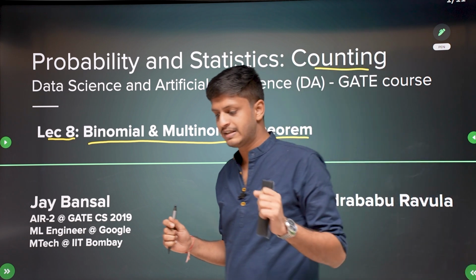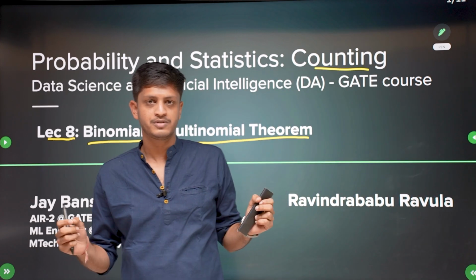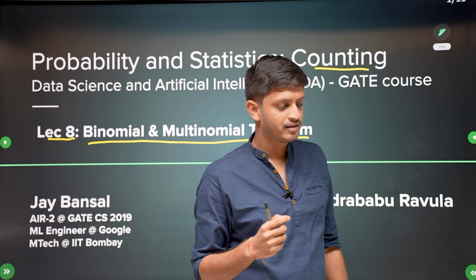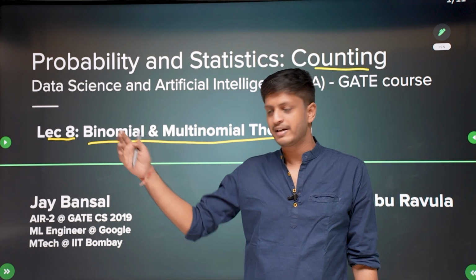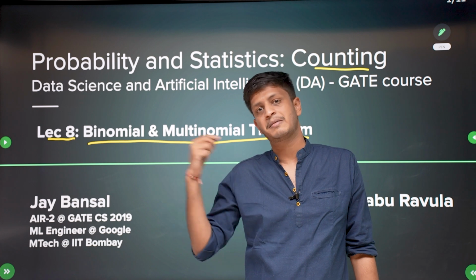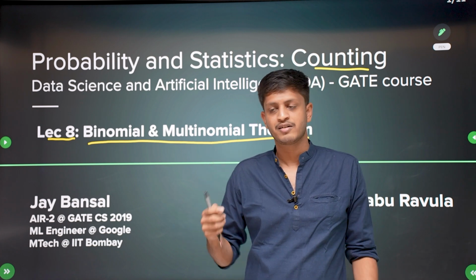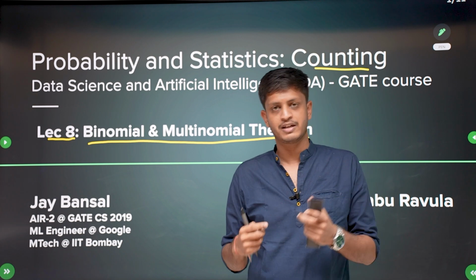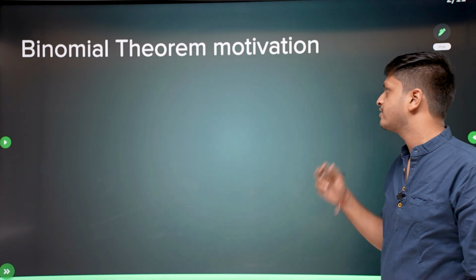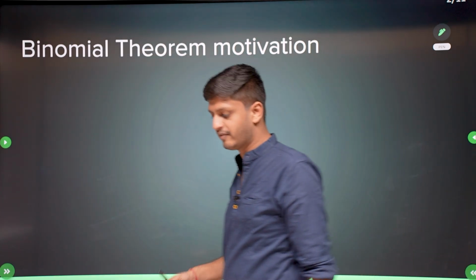Firstly, these two are mathematical theorems, and they have their own motivation, and they are completely into maths. Why are we discussing them in counting? We will see it. What do multinomial and binomial theorem have to do with counting? We will see that. So let's start. Firstly, what is binomial theorem and why are we discussing it?